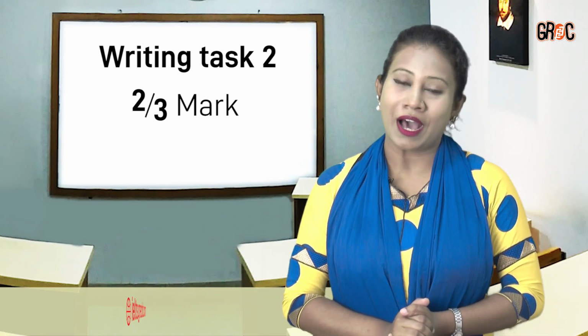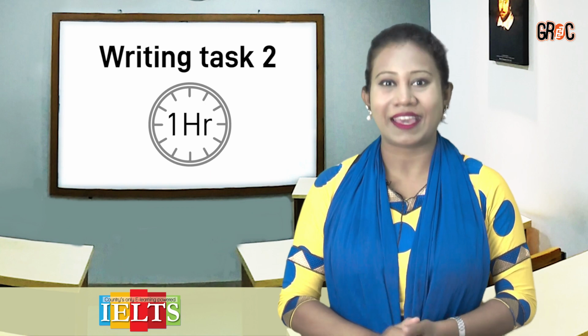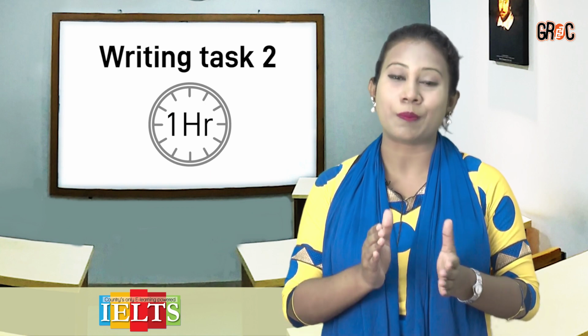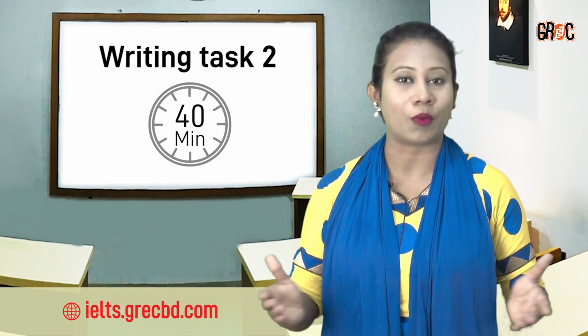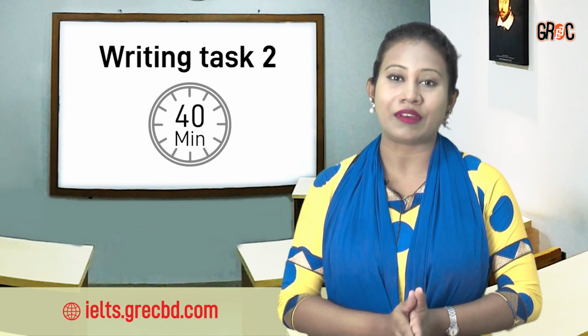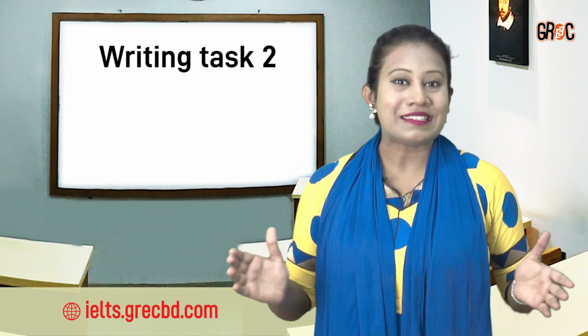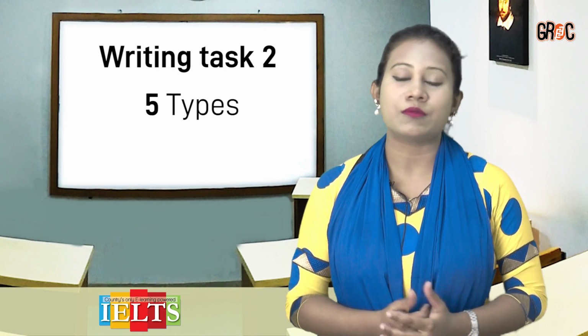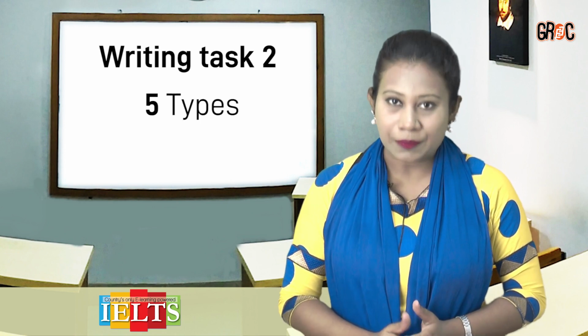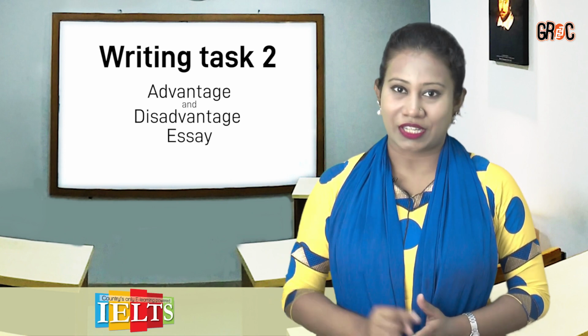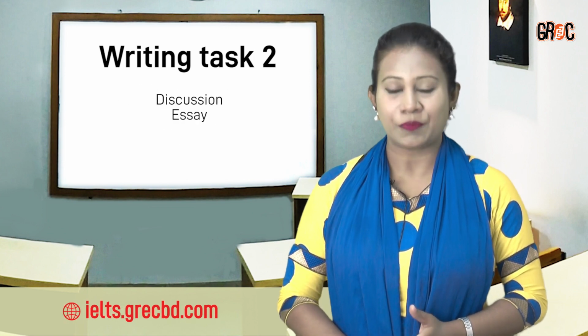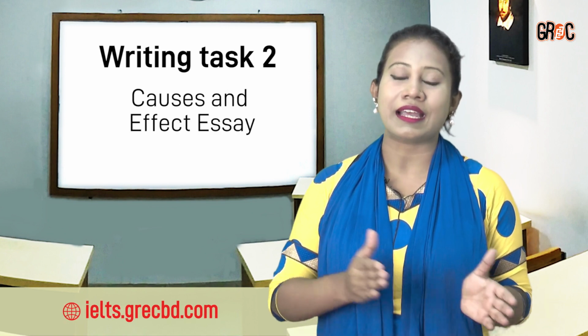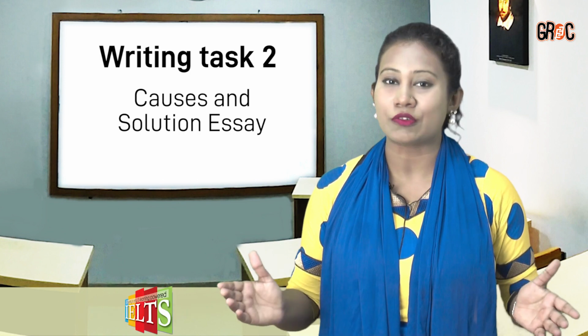Writing part এর জন্য IELTS 1 hour time দেওয়া হয় এবং এই 1 hour এর মধ্যে it's better to spend 40 minutes for writing task 2 as it is carrying the maximum mark. Writing task 2 তে usually 5 types of essay আসে. For example, advantage disadvantage essay, argumentative essay, discussion essay, causes and effect essay, causes and solution essay.